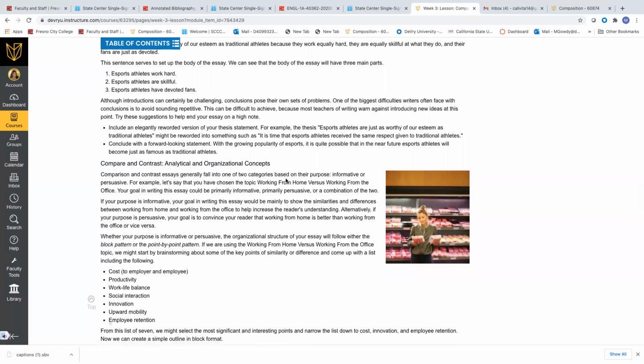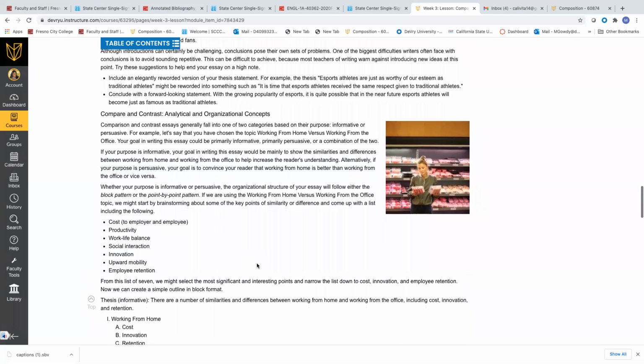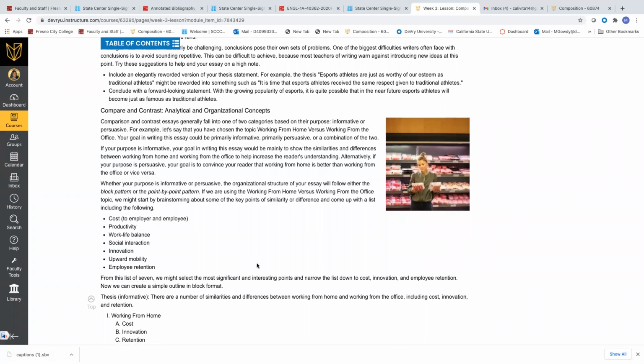in your lesson. So I want to pick back up on your lesson. Your lesson tells you compare and contrast essays generally fall in two categories, informative and persuasive. For example, let's say that you have chosen the topic working from home versus working from the office. Your goal in writing this essay could be primarily informative, primarily persuasive, or a combination of the two. If your purpose is to inform, your goal in writing this essay would be mainly to show the similarities and differences between working from home and working from the office to help increase the reader's understanding.